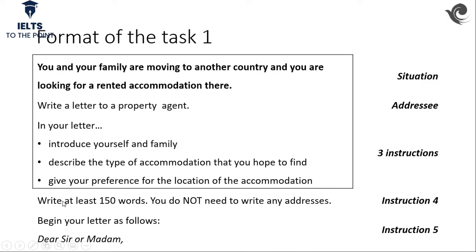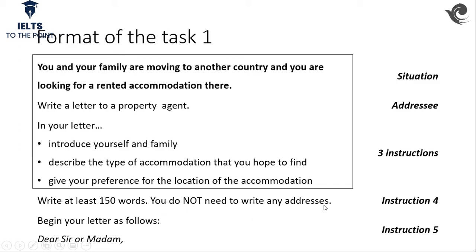Instruction 4 and instruction 5, on the other hand, won't change every time. The situation, addressee and 3 instructions would rather change every time. Instruction 4 would always be: write at least 150 words. You do not need to write any addresses. And instruction 5 is: begin your letter as follows. Dear Sir or Madam in this case, but every time this will change a bit, how to begin the letter.